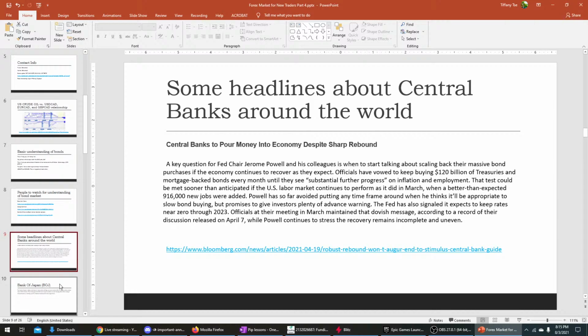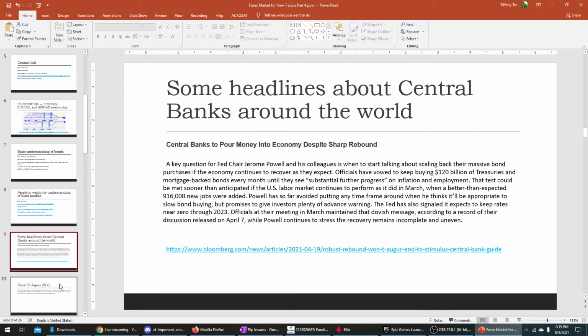Okay, so let's go over headlines around the world. This was a couple months ago, when we had a Fed meeting, and Jerome Powell said they would start buying a lot of treasuries, billions of dollars of treasuries every month. And now we're at $1 trillion of treasuries. I think a month ago we were at 900 billion.